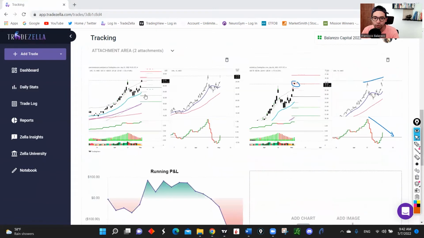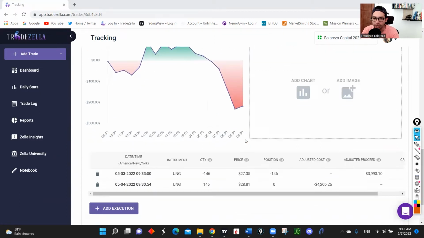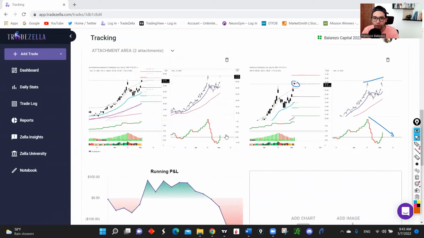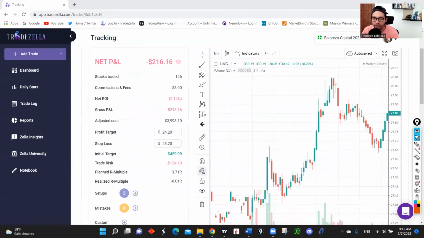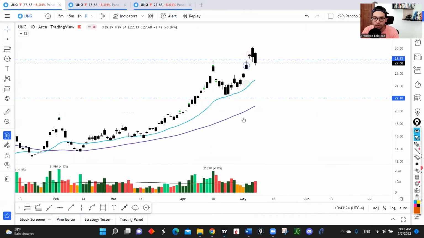And then of course, if you go a little bit down here, you can see that I was a little bit up on the trade, and then it gapped up and stopped me out, and that's why I wasn't able to respect my stop loss. You can see the entry, the exit, and the price that I entered and the price that I exited the trade. So now that you already saw that, let's take a look at the setup itself, which is right here.